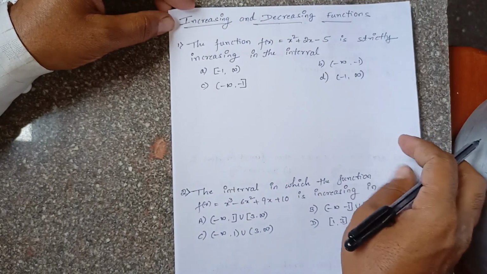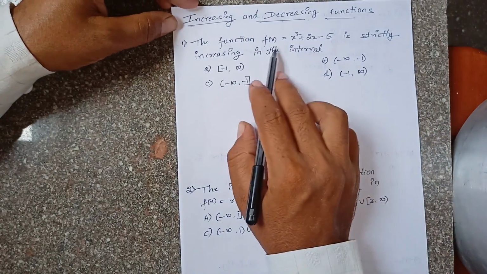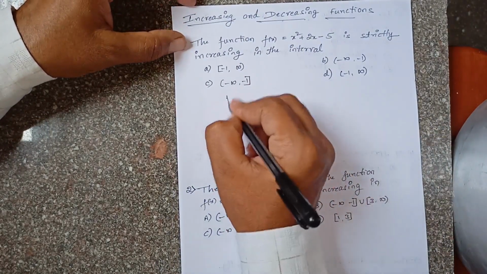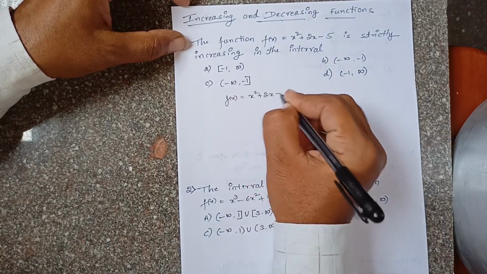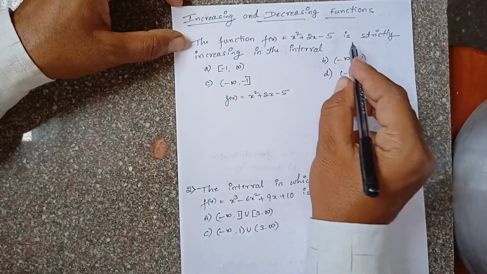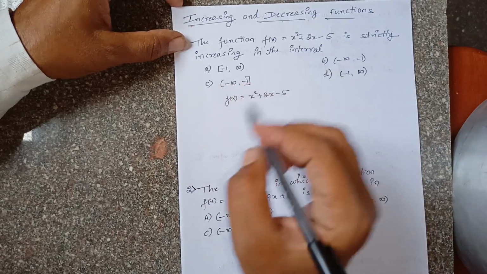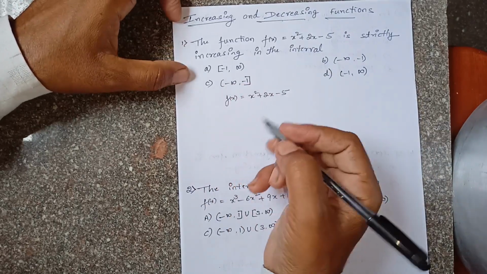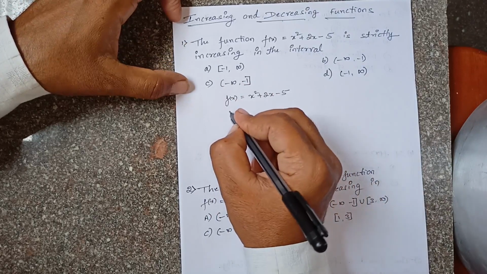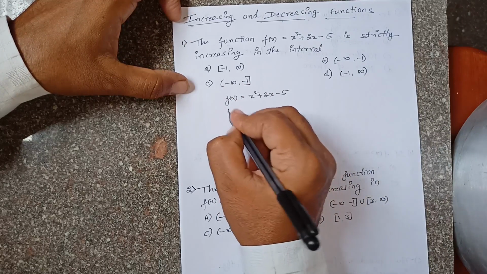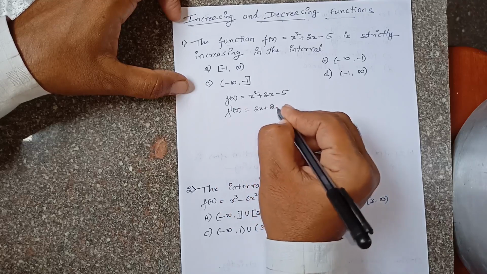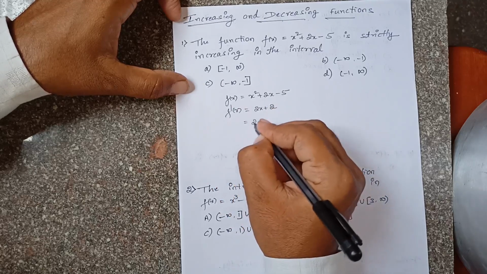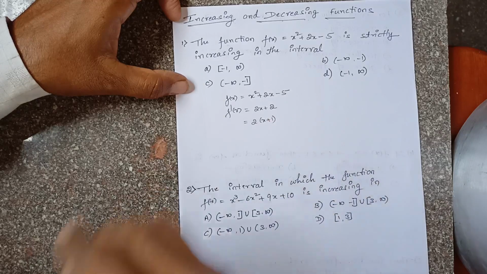First problem. The function f of x is equal to x square plus 2x minus 5 is strictly increasing in the interval. It is strictly increasing in the interval. Okay. Now, let us differentiate. F dash of x is equal to 2x plus 2, which is 2 into x plus 1.